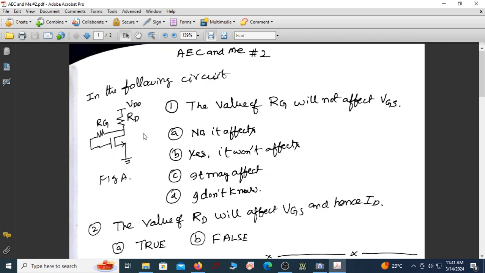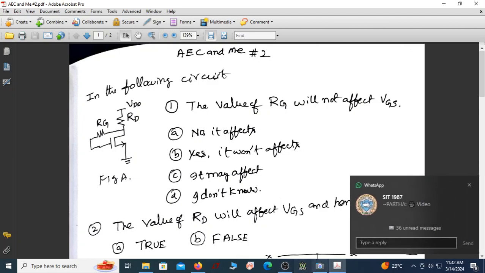Okay, in this problem we are asked to find whether the value of RG will not affect VGS. The options are: no, the RG value will affect VGS; the second option is yes, RG will not affect it; and it may affect; and I don't know. These are the four options. Let us try to understand it.